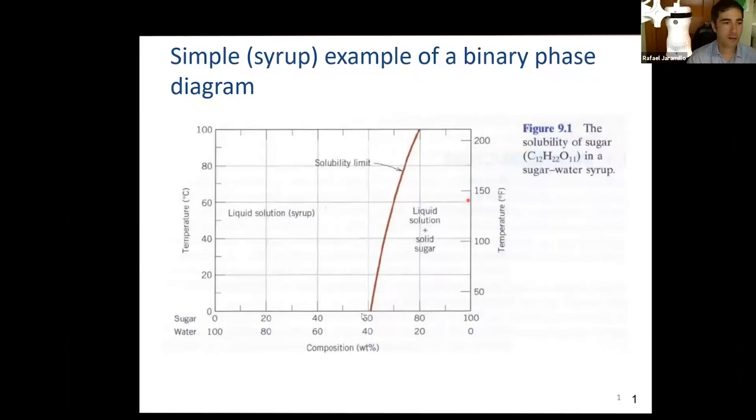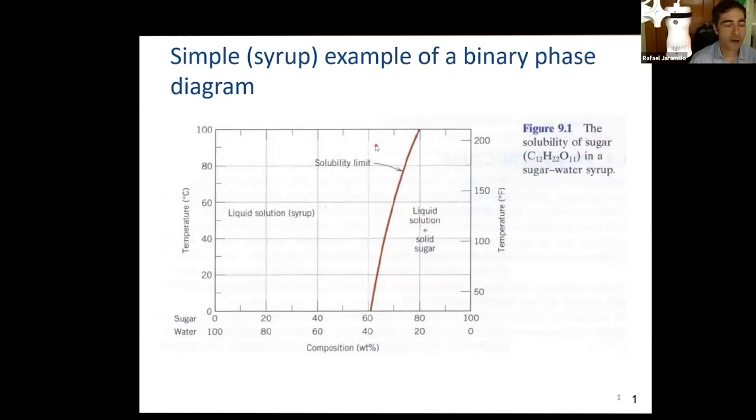Why does this solubility limit curve go up and to the right? Why does it not go up and to the left? Does it relate to the density? It actually doesn't relate to the density. This means that, let's say, imagine this 65 weight percent composition, which would be supersaturated at lower temperature. If we raise the temperature, now we can actually achieve that solubility.